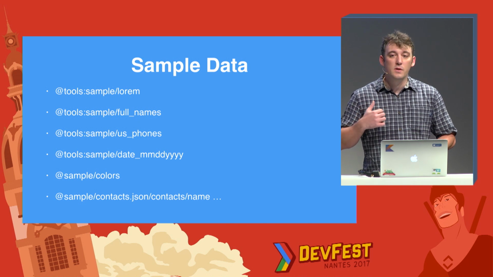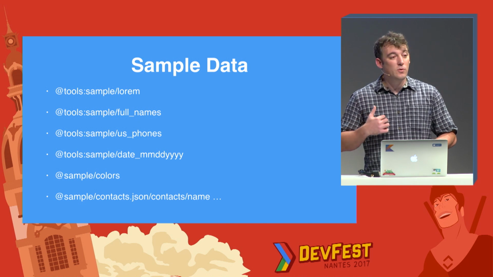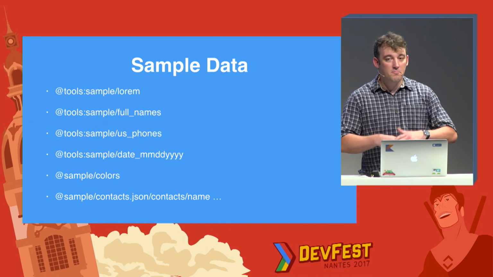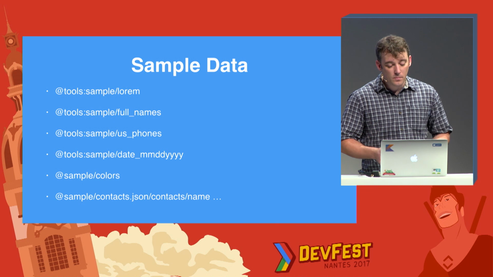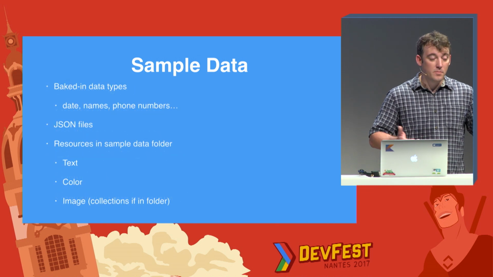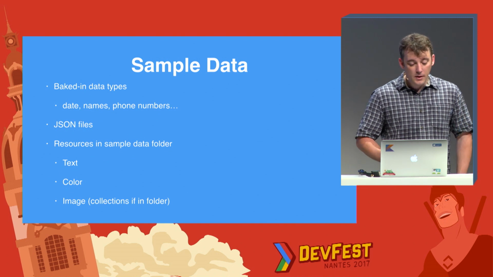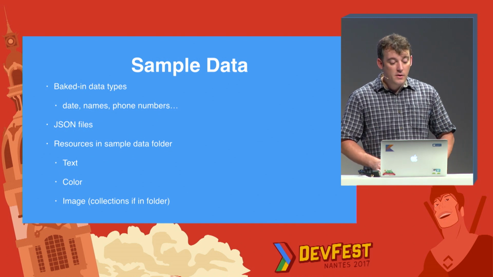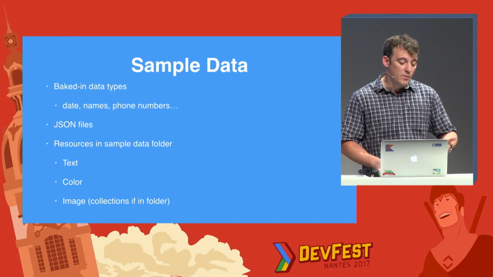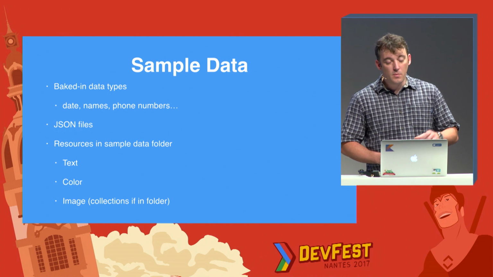And that works, of course, in the context of this adapter in Recycler view, but that also works in any layout. So if I just even have a text view that's just a text view, I could also put some sample data there. That's no problem. So you got some baked-in data type, the JSON files as mentioned, and also the resources in that sample data folder. So with images, for instance, you can put them into a folder. If you have more than one image in that folder, that will be treated as a collection that we can then reuse, let's say, in Recycler view.